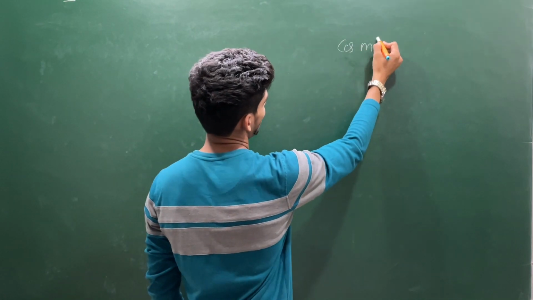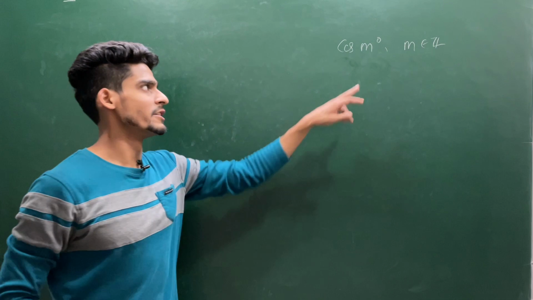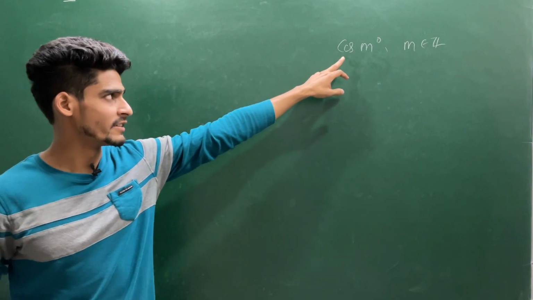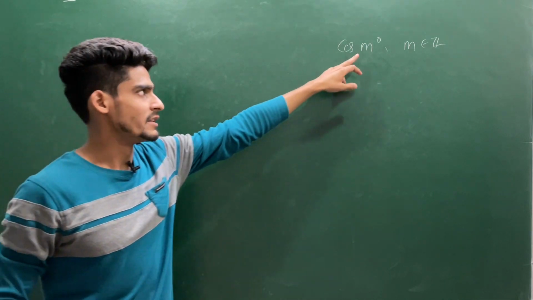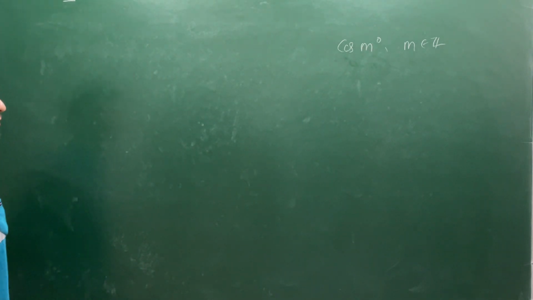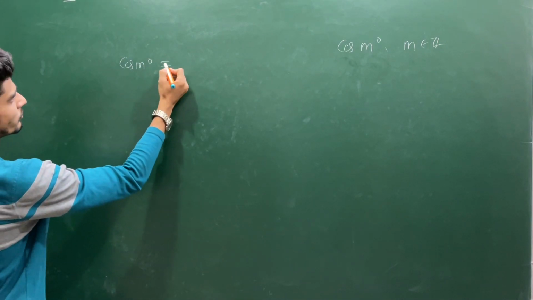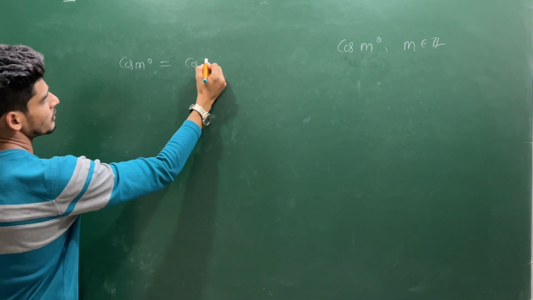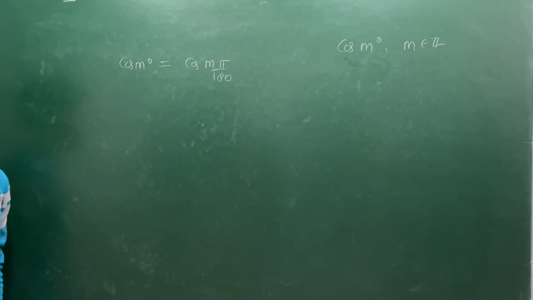Prove this: cos m degree, where m is any integer, is an algebraic element, and we are seeing it in the rational field. So this is an algebraic element over Q. See, this cos m degree can be thought of as cos m pi by 180 in terms of radians.